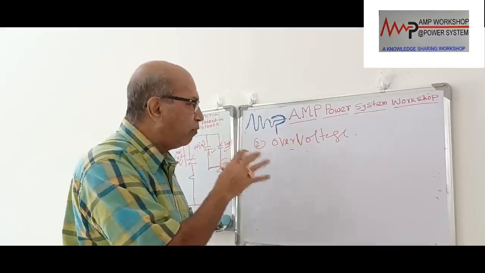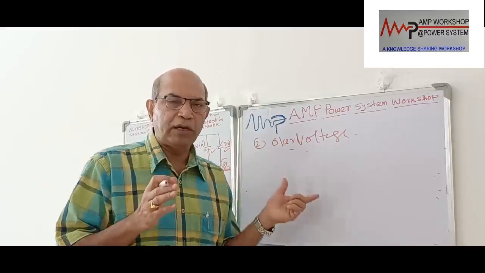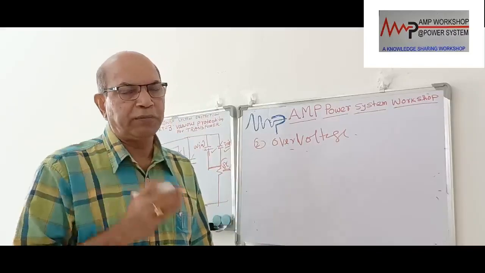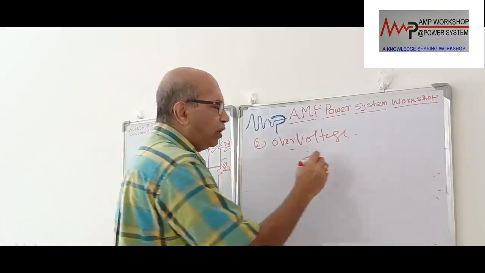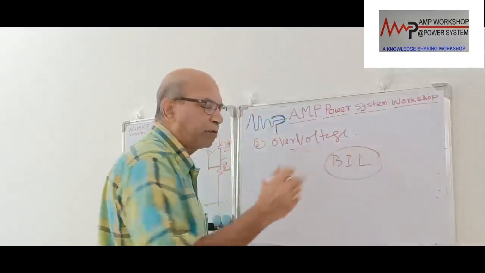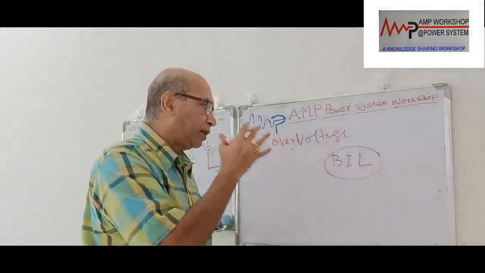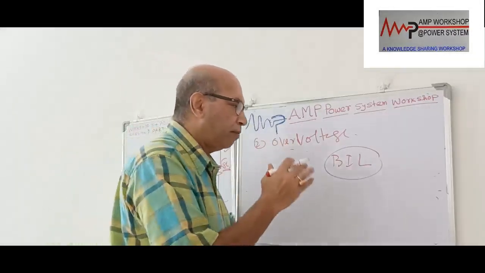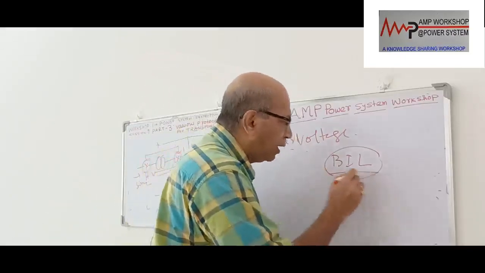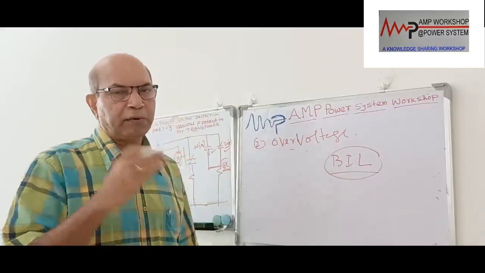So if there is an over voltage, then what will happen? The transformer insulation, as we have already said, is decided depending on the voltage grade of the transformer. We call it the basic insulation level, BIL. We design the BIL depending on the input and output voltage, or primary and secondary voltage. So if this transformer is subjected to a situation where the over voltage generated is more than this BIL, then what will happen? The insulation will fail and the transformer will be short circuited.